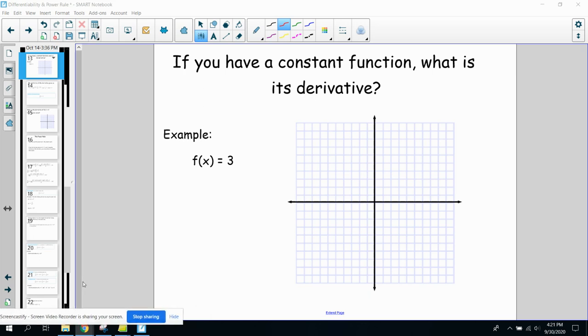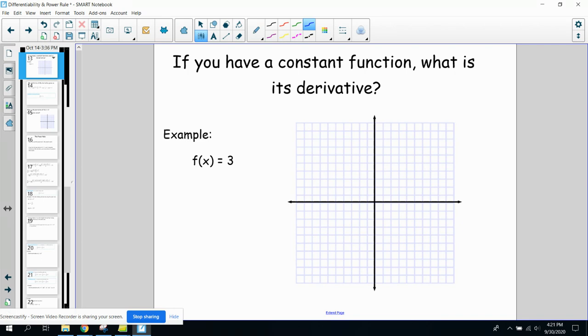So now we're going to talk about how we can find the derivative and work with derivatives in more of a functional sense instead of graphical. So we're going to start by looking at a graph, but we're going to talk about the easier ways that we can find derivatives. So if we have a constant function, what is the derivative going to be?